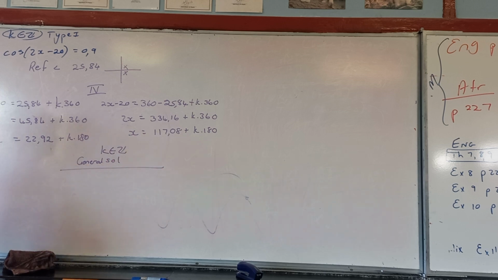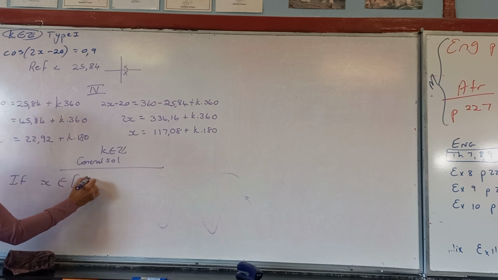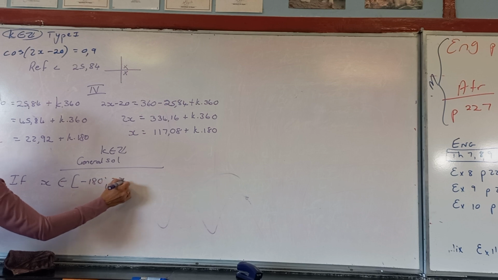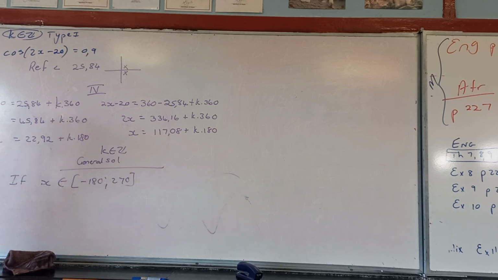But if I had asked you, if my x can only be between negative 180 and 270, whatever the examiner feels comfortable with, then I ask you, okay, the x can only be there, so it can't be up to negative infinity and positive infinity. How will I get to the answers? Then that x will be equal to, first of all, 22,92, the reference angle.